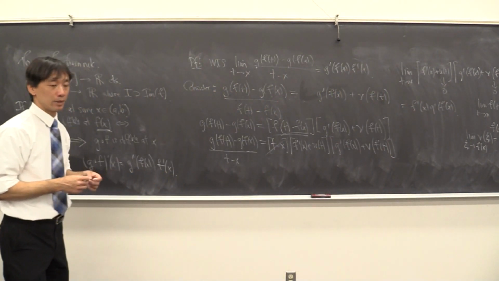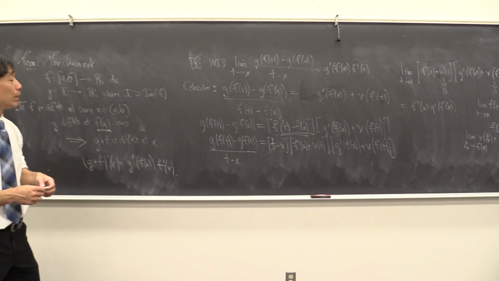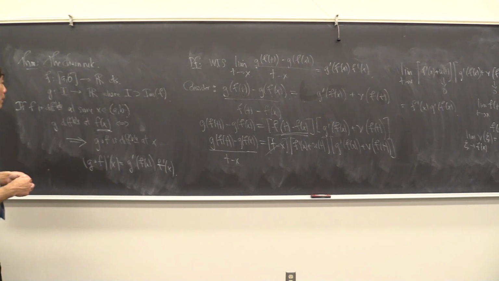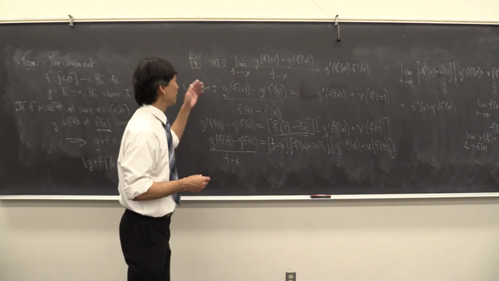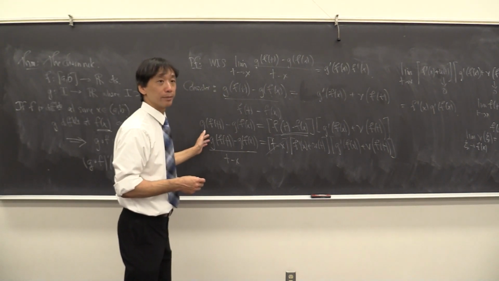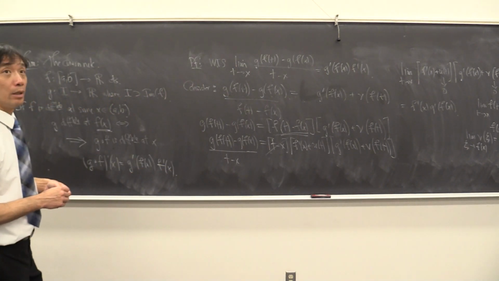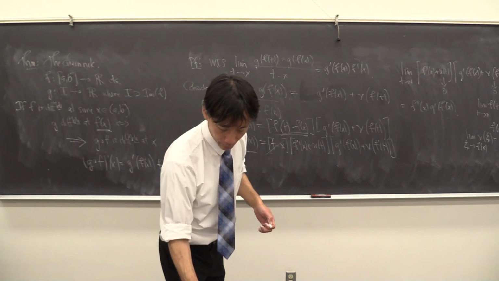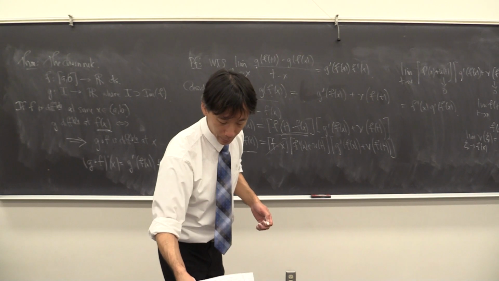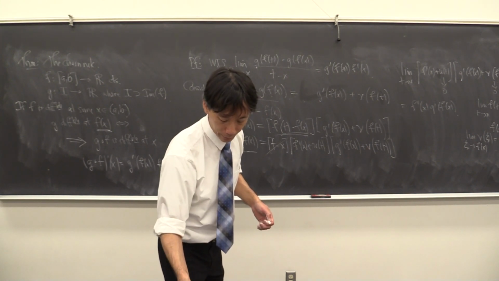Okay. So that's the proof of the chain rule. And as you see, what we use is simply that g is a line and f is a line. Okay, I think that's a good place to stop actually. So let's stop there.